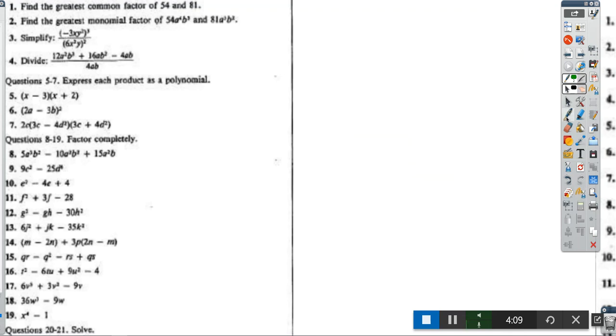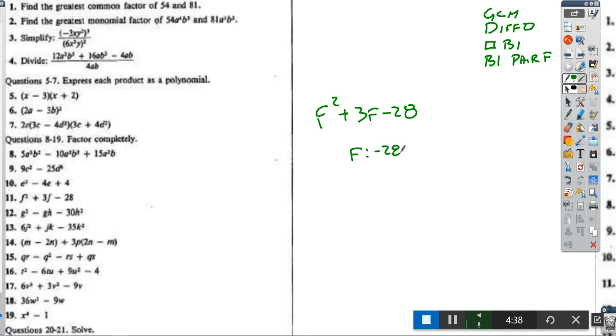All right. Number 11. So we have f squared plus 3f minus 28. Now, I don't have a greatest common monomial. There's no difference of squares because this 28 is not a perfect square, which also means it is not a square binomial. So I'm looking for a binomial pair of factors. Same idea. I'm looking for factors of negative 28 that have a sum of 3.